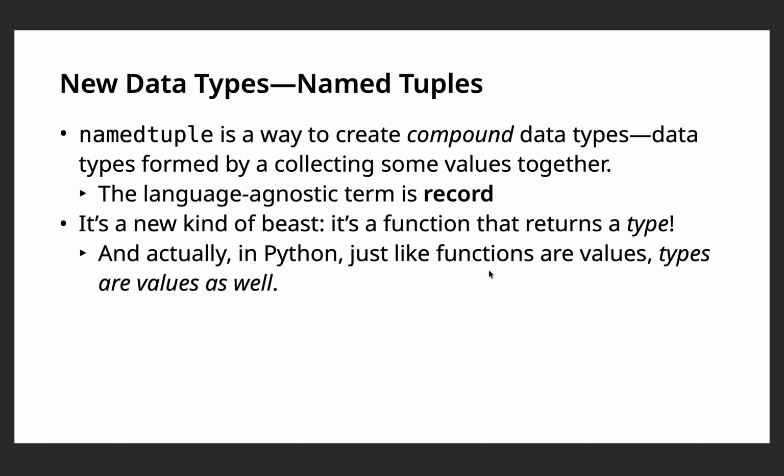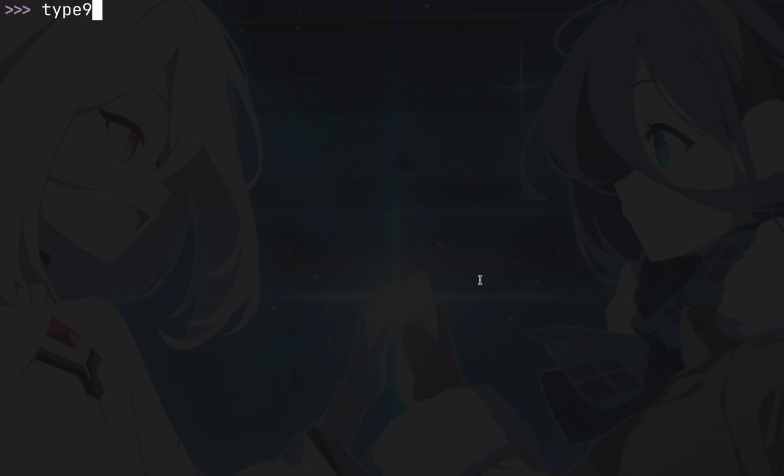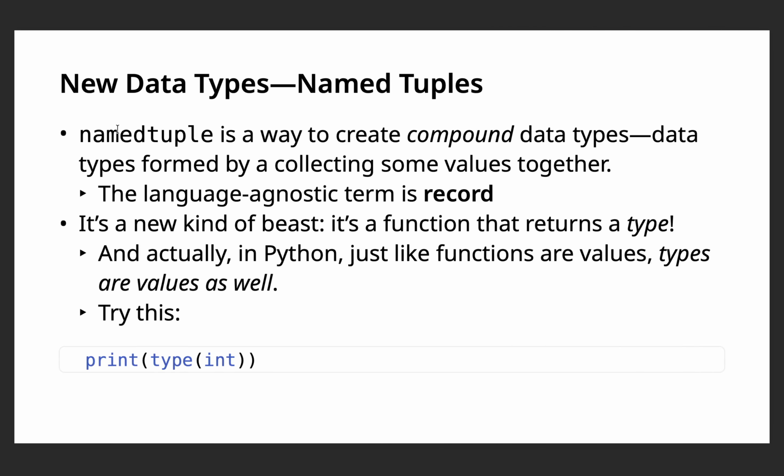So if you think about that, what that means is, since it's a function that can return a type, aside from functions being values, yung types themselves are also values. So if you take an integer and you get its type, you'll get integer. But if you get the type of integer, so the type of this type, you'll get type. So the type of integer is type.